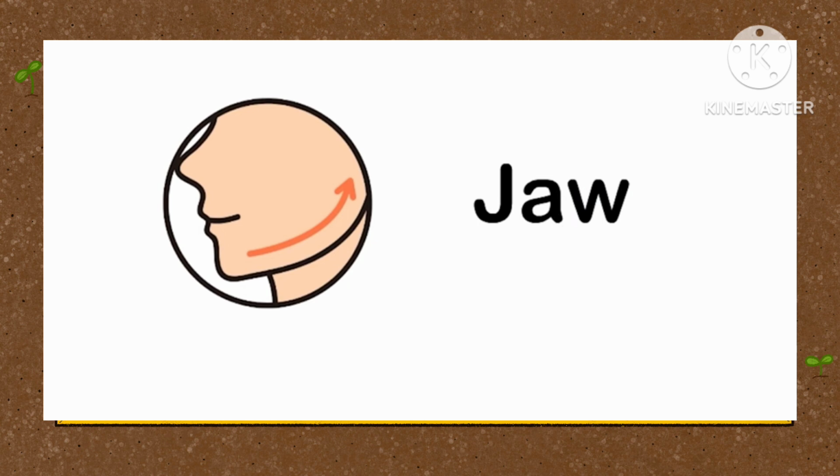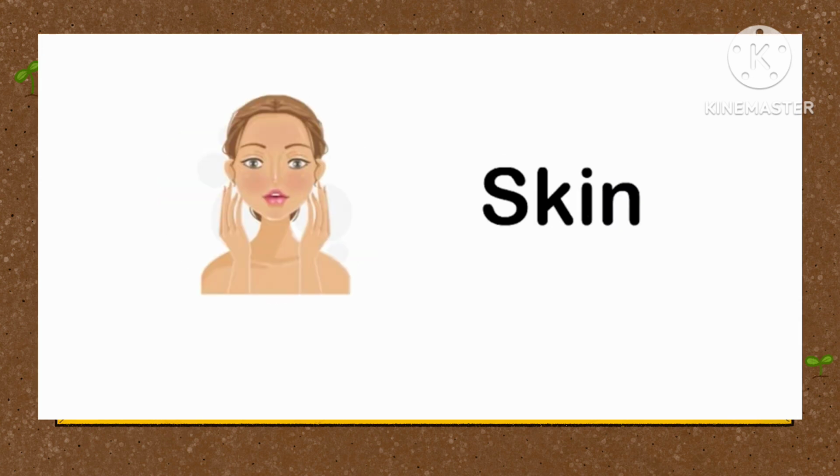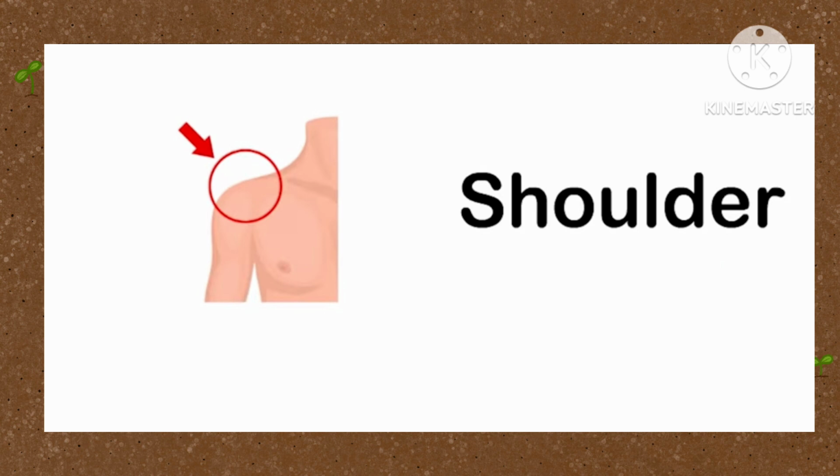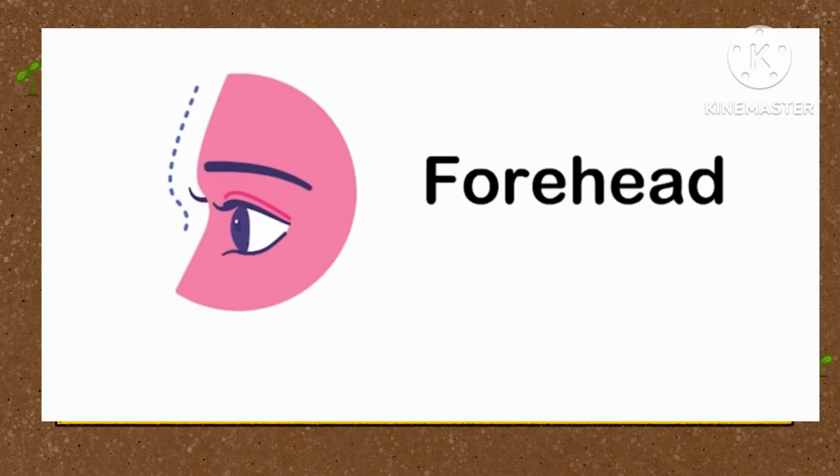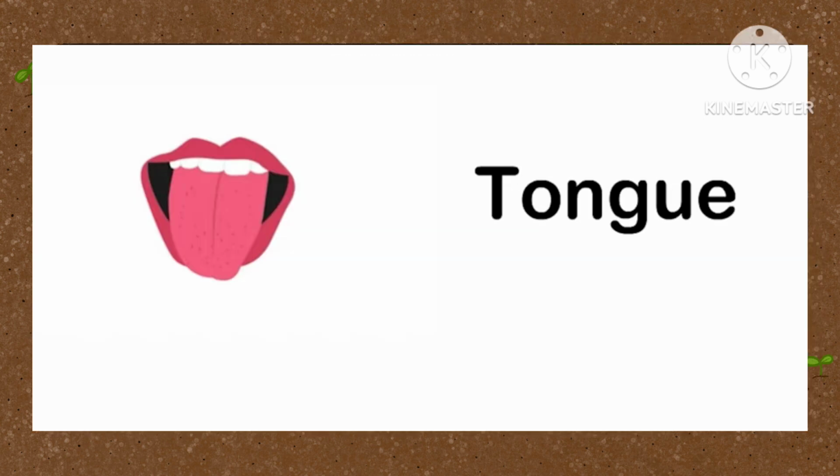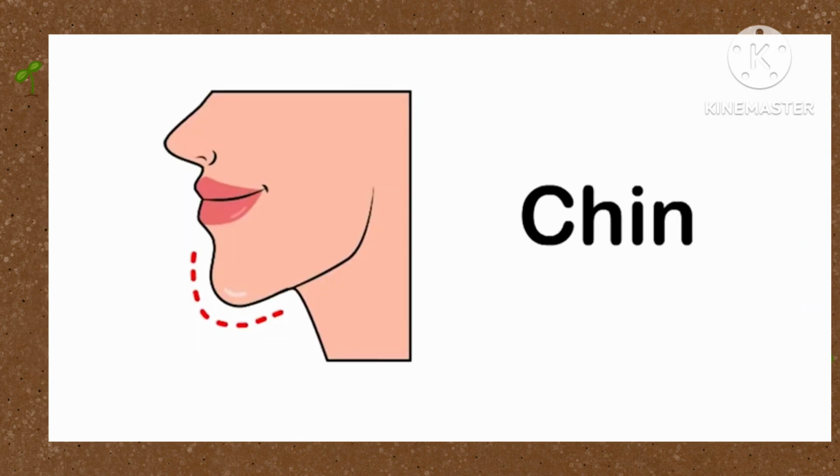Jaw. This is jaw. Skin. What is this? This is skin. Shoulder. This is a shoulder. Forehead. This is a forehead. Tongue. Tongue. Chin. Chin.